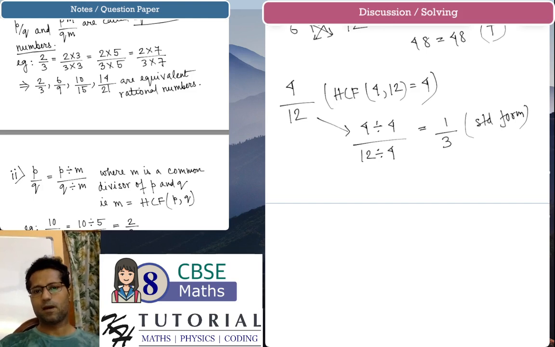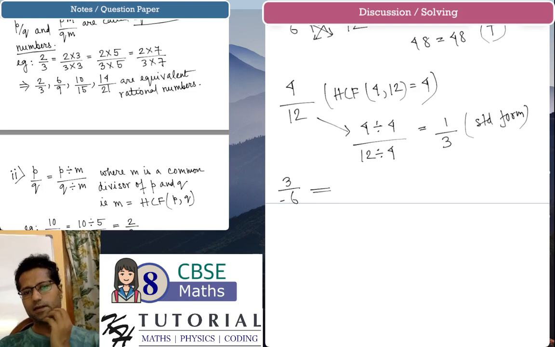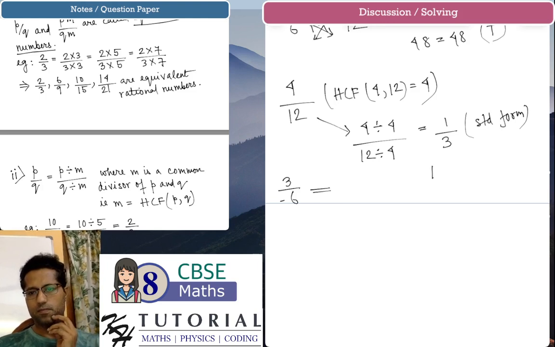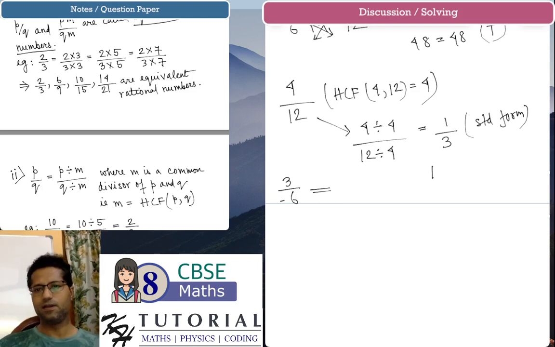So let's say we have 3 by minus 6. First of all, this rational number 3 by minus 6 is not in standard form, because we see the denominator is negative, that is one thing. And second, we also look at the HCF of 3 and minus 6. Since the denominator is negative, we can clearly say that it is not in standard form.